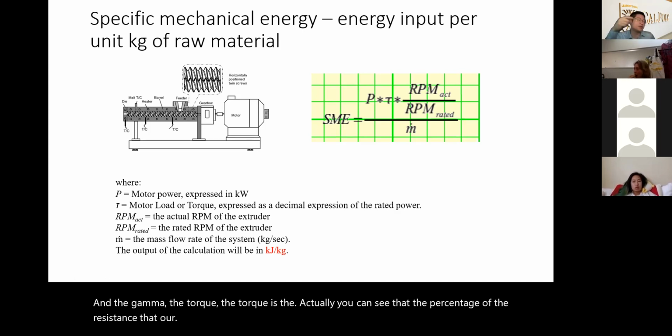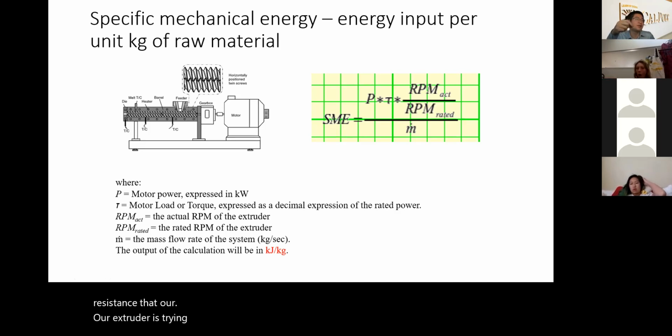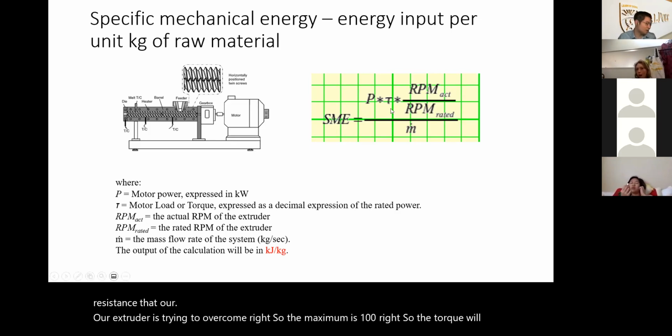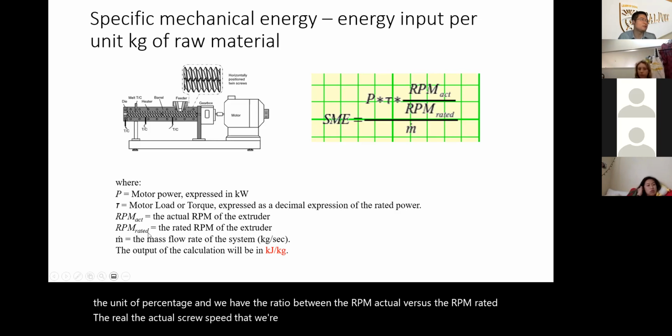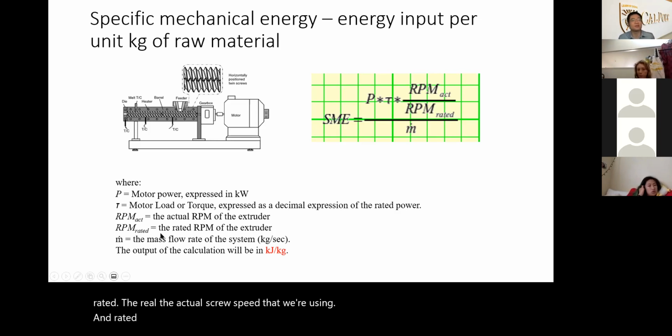our extruder is trying to overcome, right? So the maximum is 100%. The torque will be in the unit of percentage, and we have the ratio between the RPM actual and the RPM rated. RPM actual is the actual screw speed that we're using, and the rated RPM is the system default RPM.